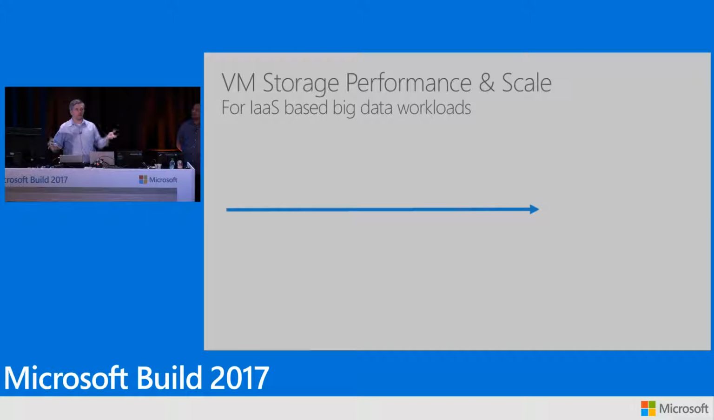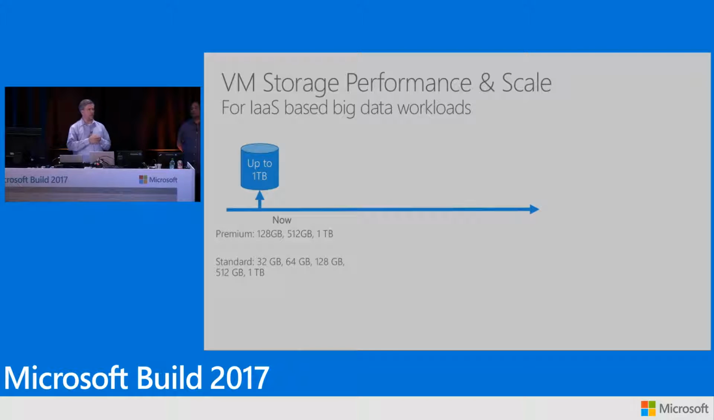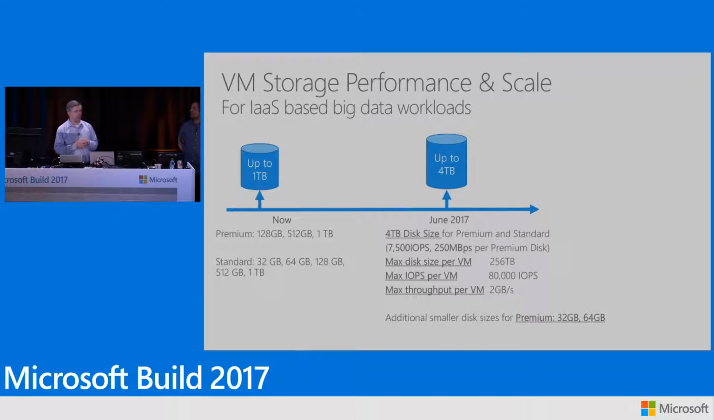Specifically for people who are doing their own VMs to do these big data scenarios, today we have limits in how big a disk you can attach to a VM. And in some very extreme scenarios, this can be a bottleneck for some people. Today you can have up to a terabyte-sized disks. In June, we're introducing larger disks, so up to 4 terabyte-sized disks, of which you can mount many in a particular VM and have up to 256 terabytes on a particular VM. With a high scale of IOPS and throughput.